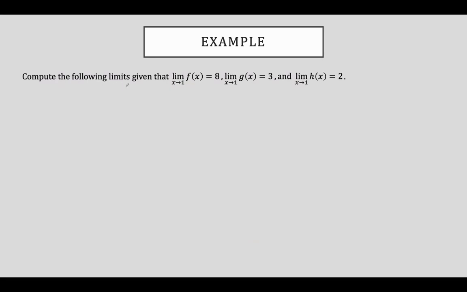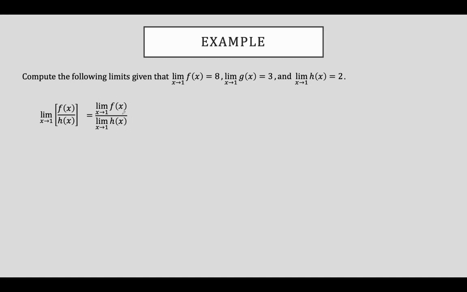Compute the following limits given that the limit of f of x as x approaches 1 is 8, the limit of g of x as x approaches 1 is 3, and the limit of h of x as x approaches 1 is 2. We are asked to find the limit as x approaches 1 of f of x divided by h of x. Well, notice that here we are dealing with a quotient. And our quotient property of limits tells us that we can evaluate the limit of the numerator and the limit of the denominator separately. In other words, I have the limit as x approaches 1 of f of x divided by the limit of h of x as x approaches 1.